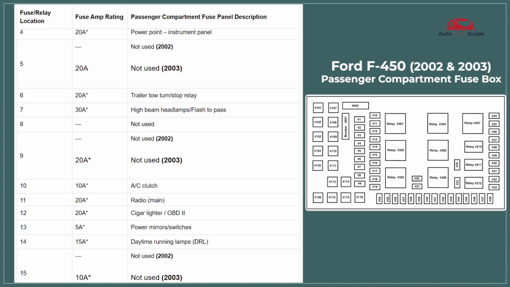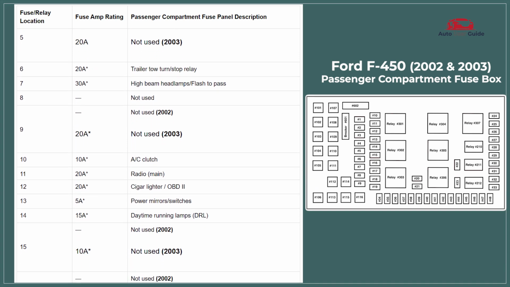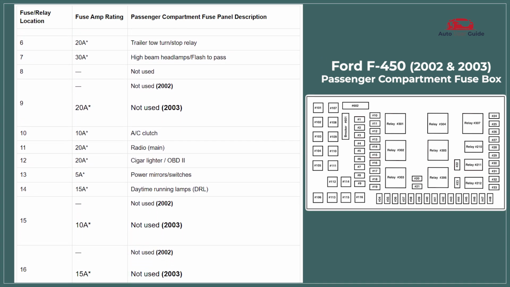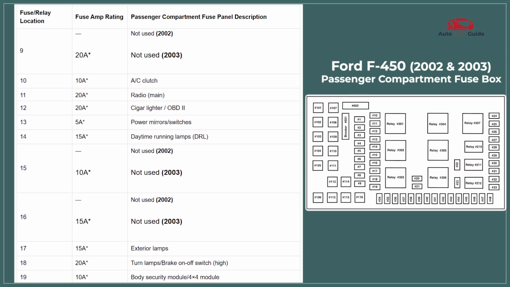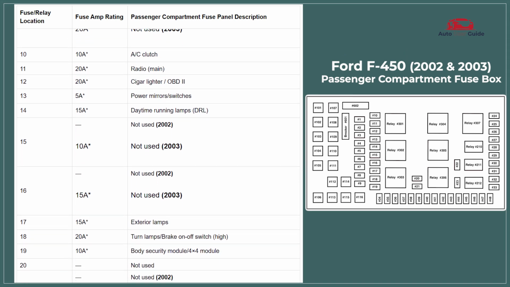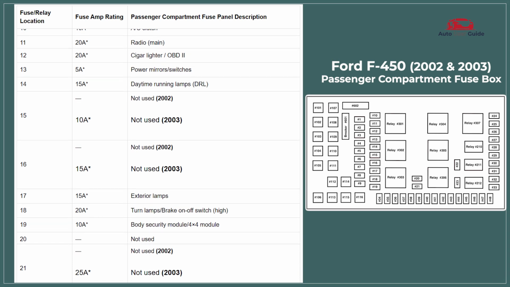It contains standard fuses and relays that protect low-voltage circuits from overload. The fuse layout is clearly labeled for easy access and servicing. It ensures dependable operation of key cabin features.